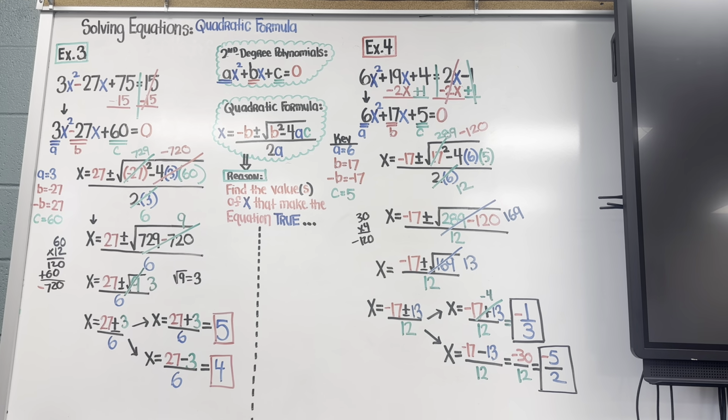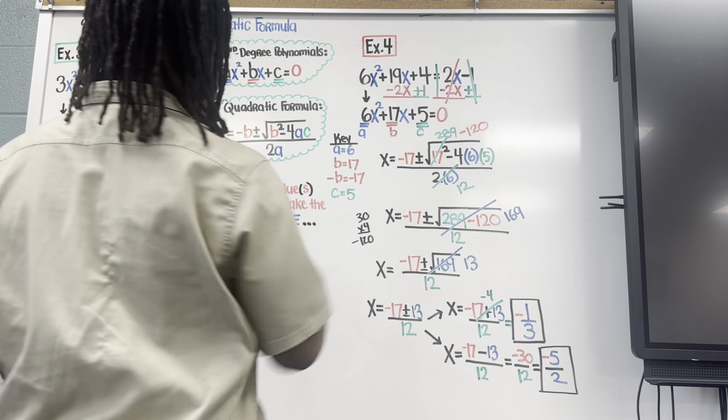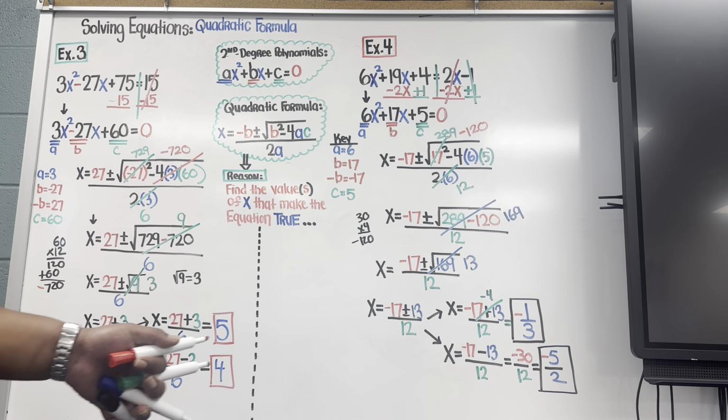So once again, guys, those are the two values x could be in order to make this whole equation true: negative 1/3 and negative 5 over 2.